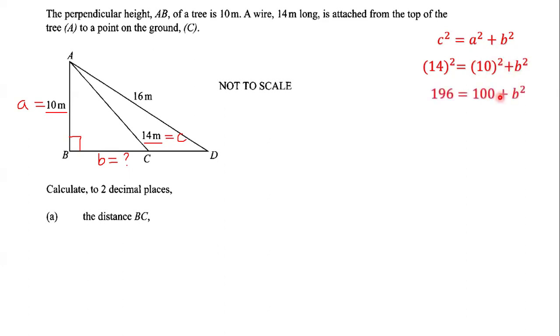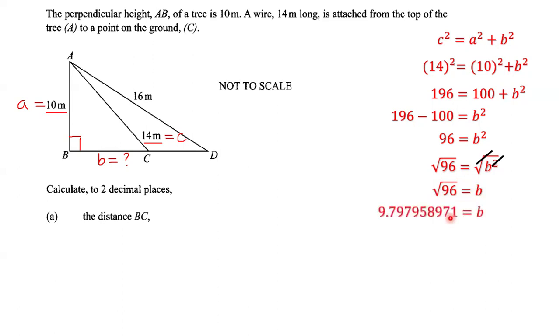And so we have 14 squared, which is 14 times 14, which is 196. And that's going to be equal to 10 squared, which is 100, plus B squared. We send 100 over the equal sign, and when we send it over, it becomes 196 minus 100. And so B squared is equal to 96, because 196 minus 100 is 96. Next, we take the square root of both sides and we cancel this with that. And so we get that B is equal to the square root of 96.